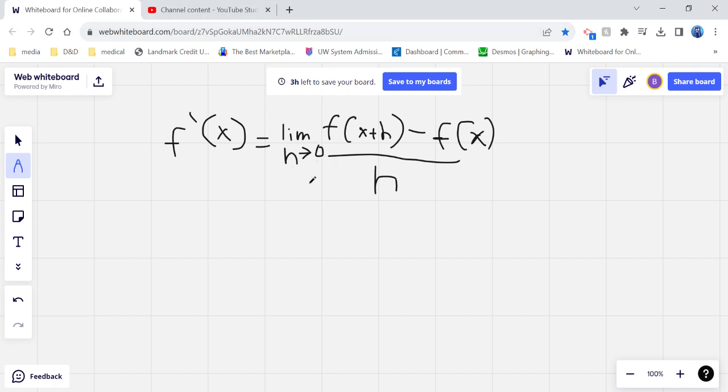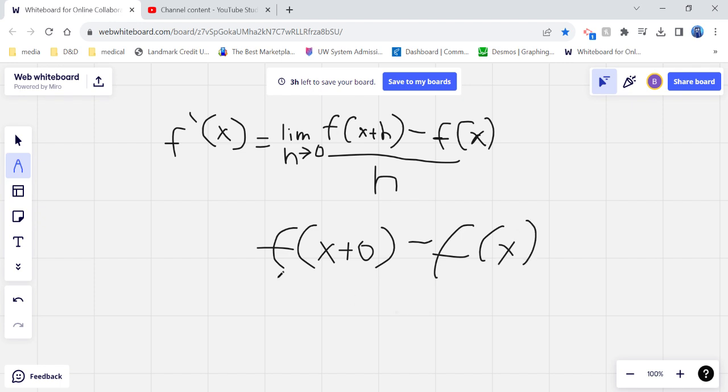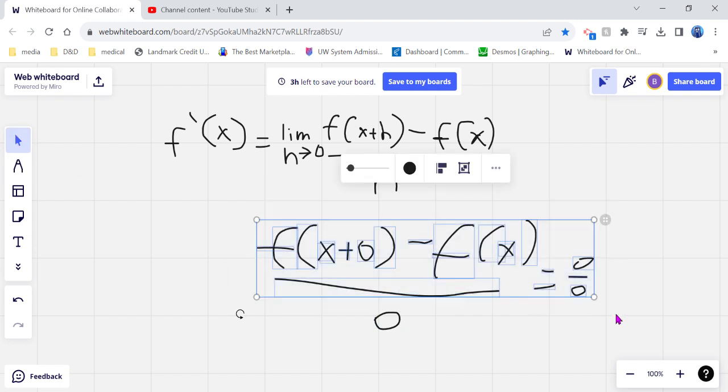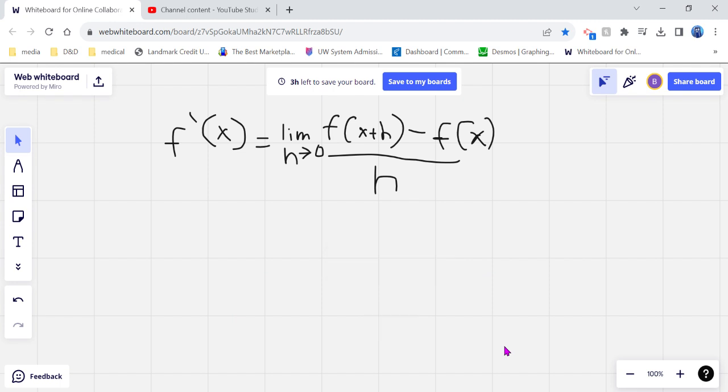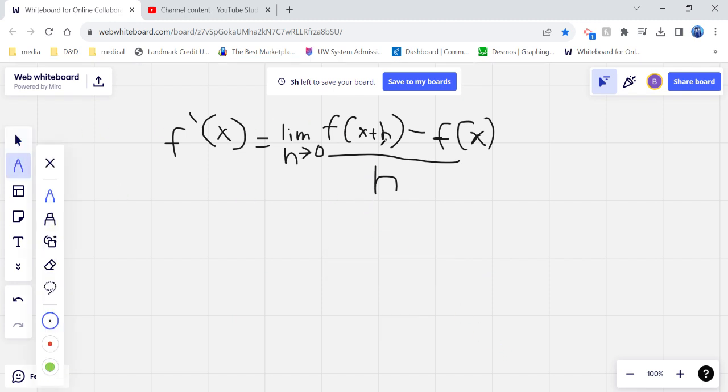Because if we substitute 0 right away, we would get f of x plus 0 minus f of x over 0. And that ends up being 0 over 0, which is indeterminate form. So just substituting that value of h isn't going to give us any results. But with a function, if we can define the function f, we will be able to work with this setup and simplify to something that we can then substitute 0 into and find the derivative.